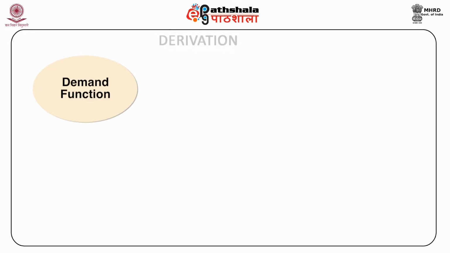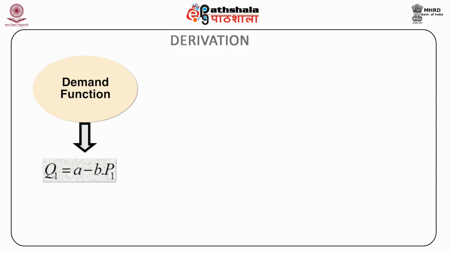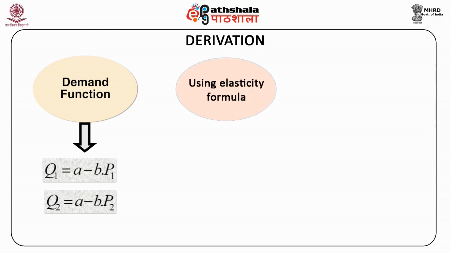Given the demand function, the total demand at a given price, say P1, can be estimated as Q1 = A - B into P1. When price changes from P1 to P2, the total demand can be worked out as Q2 = A - B into P2. Given the formula for measuring the price elasticity, we need two ratios: change in Q by change in P, and P by Q.